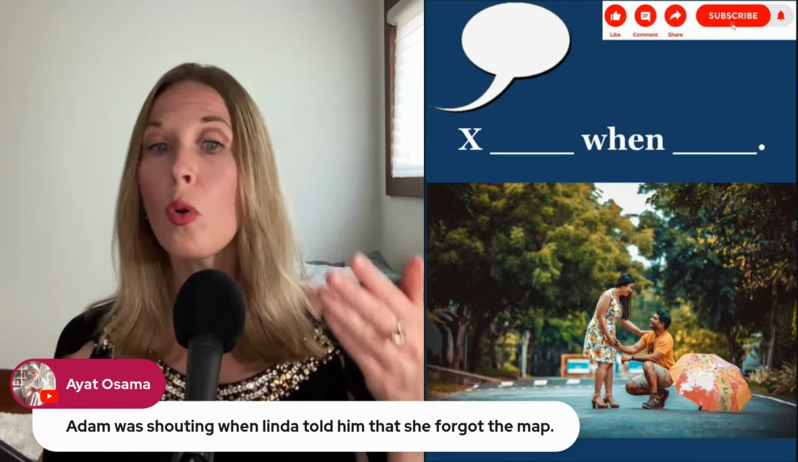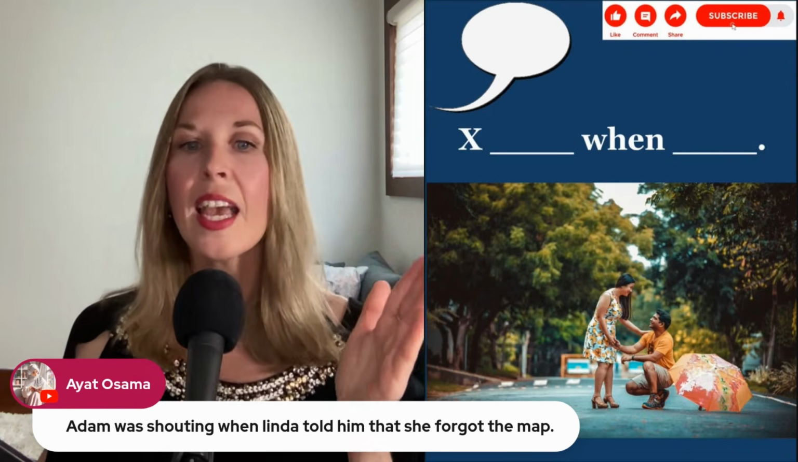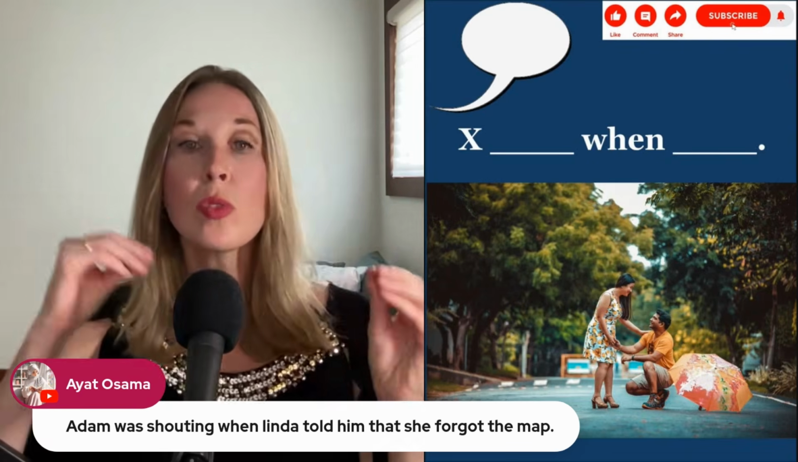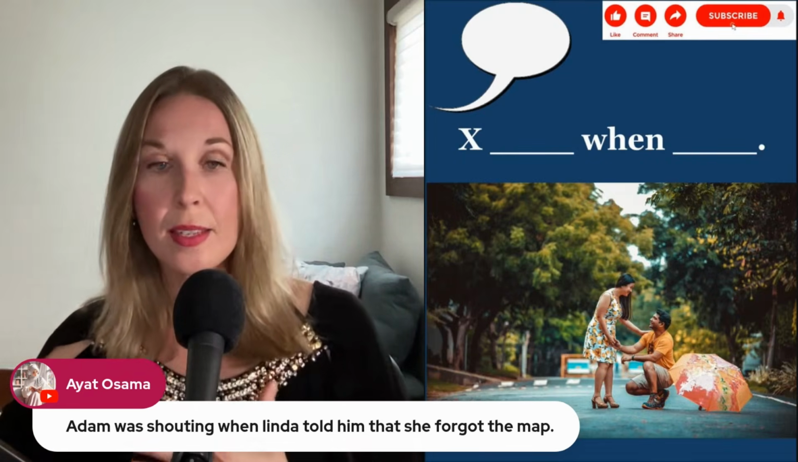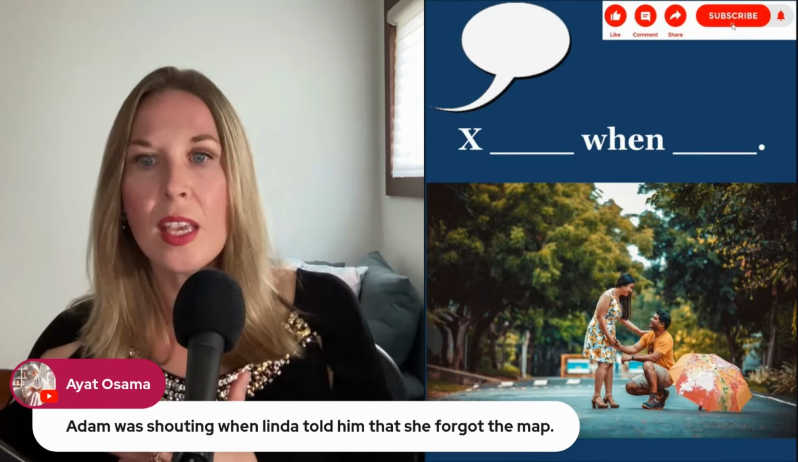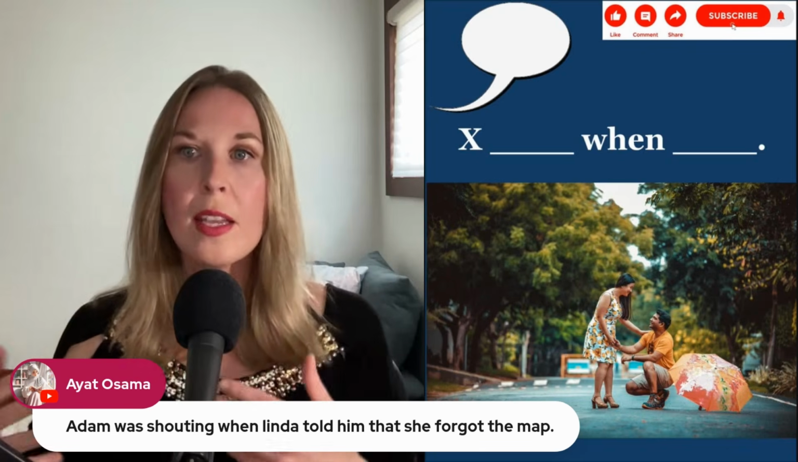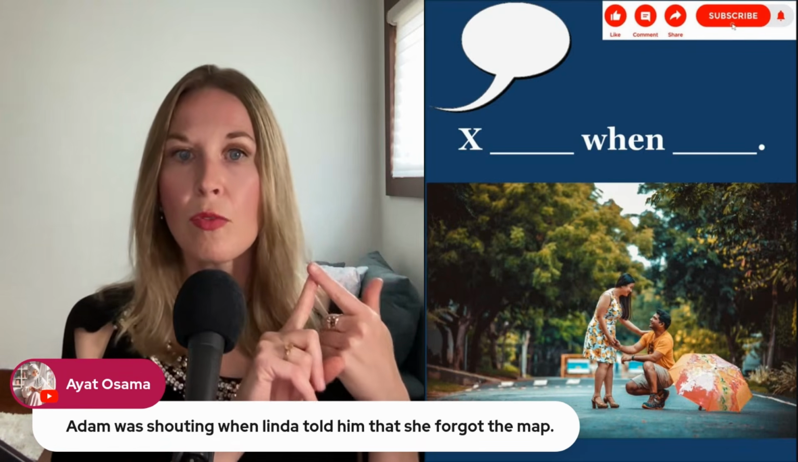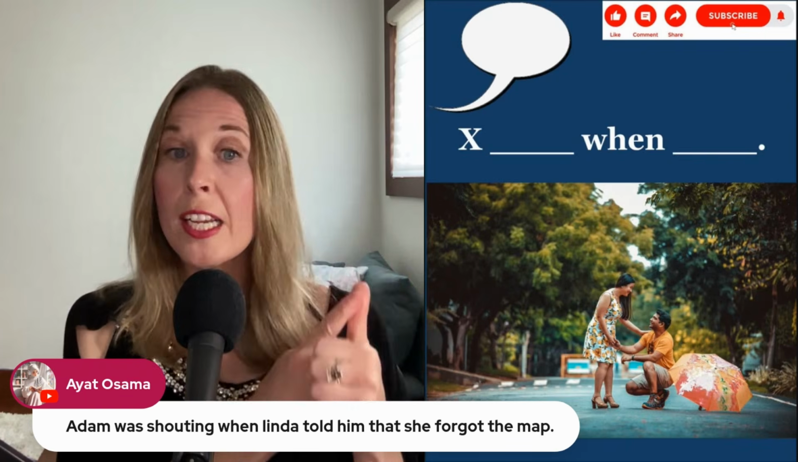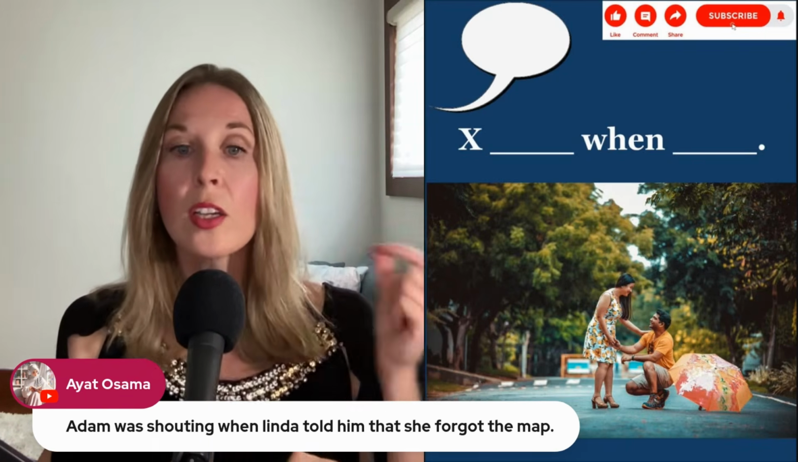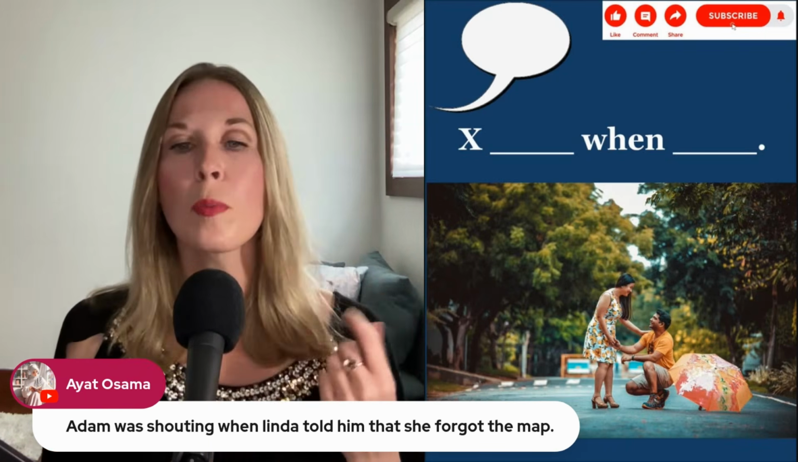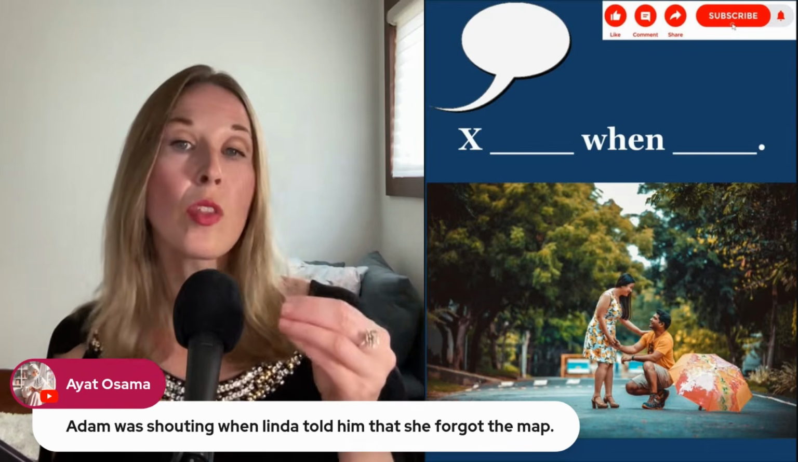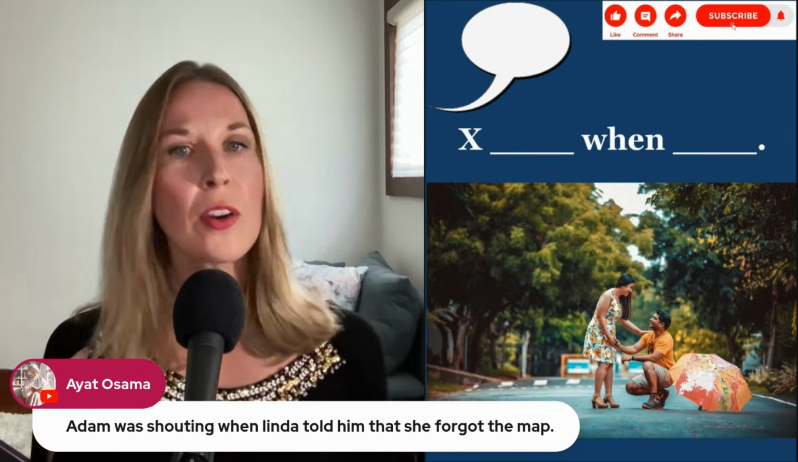So Linda told him that, and then we need a clause because you tell someone something, and that something in this case is a clause. A clause is a complete sentence. It's subject, verb, object. So subject, she, verb, forgot. You have to conjugate the verb according to the time reference, and then the object is the map. Very nice sentence.